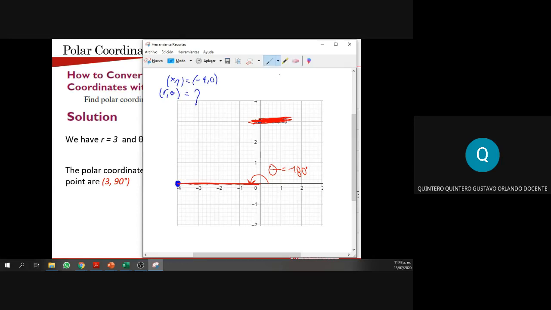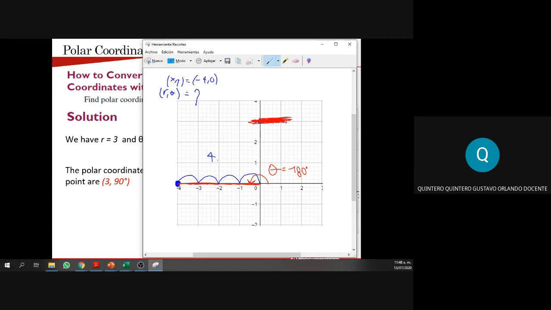Measurements are always going to be positive. We can count 1, 2, 3, and 4. This is 4 units. Sure, it's in the negatives. Sure, you are counting to the left. Sure, these are negative numbers. But the measurement is 4.